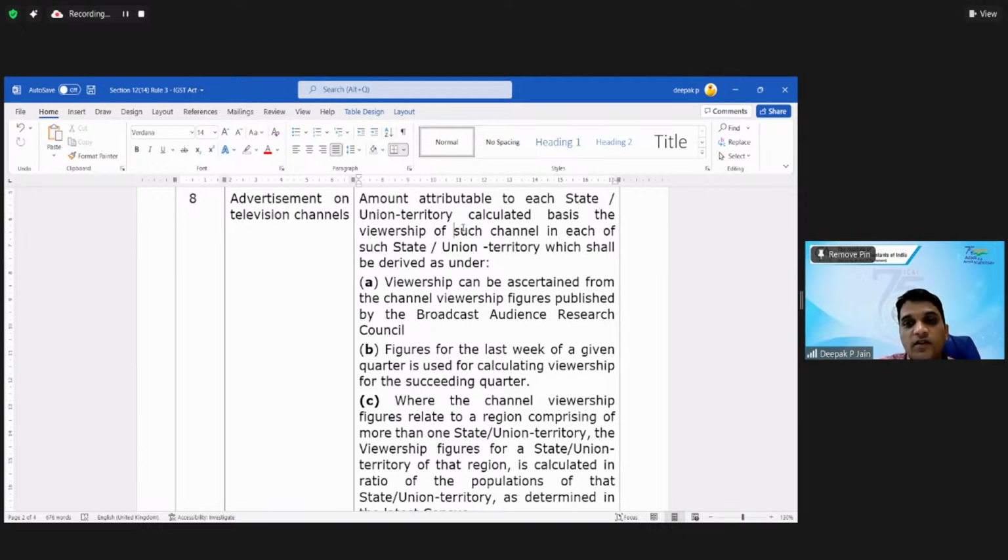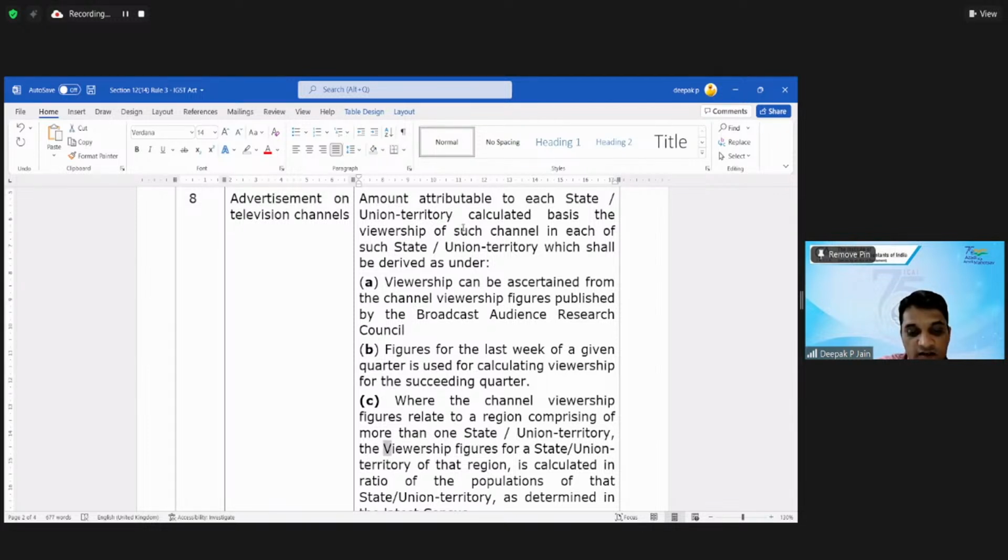So what is the viewership of such channel in each state or union territory, which will be derived as under: viewership can be assigned from channel viewership figures, which are again published by the Broadcast Audience Research Council, BARC, or by the figures for the last week of a given quarter. Some basis has to be there because each quarter, each day, viewership changes. So it can be one of these modes: viewership by channel viewership figures of the last week for a given quarter, or where the channel viewership figures relate to a region comprising more than one state or union territory.